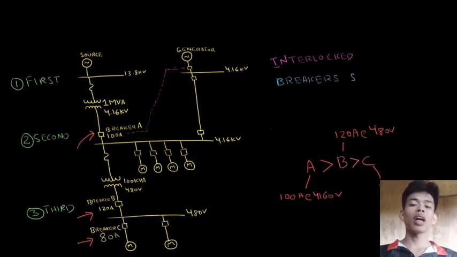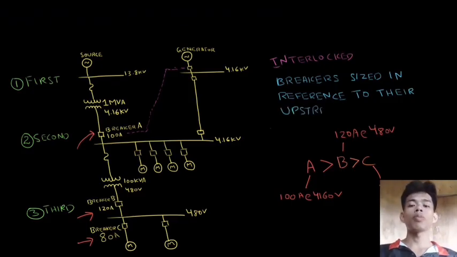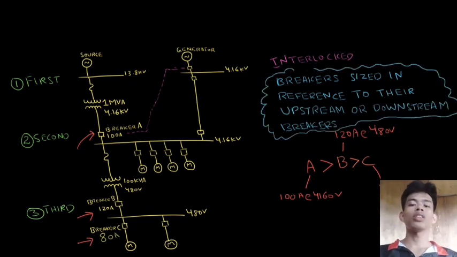So to summarize it all, as a rule of thumb, we should typically expect breaker sizes in reference to their downstream or upstream breakers. In Part 3, we shall talk about the goals and strategies of protective device coordination.